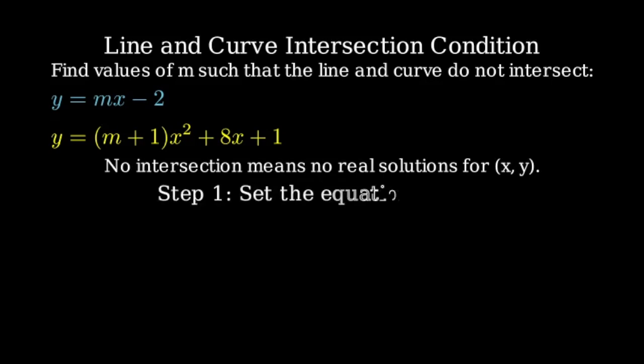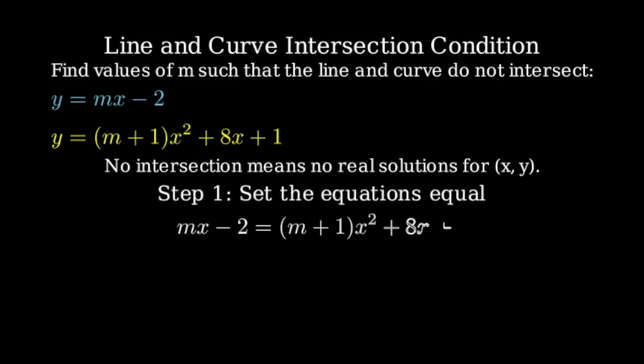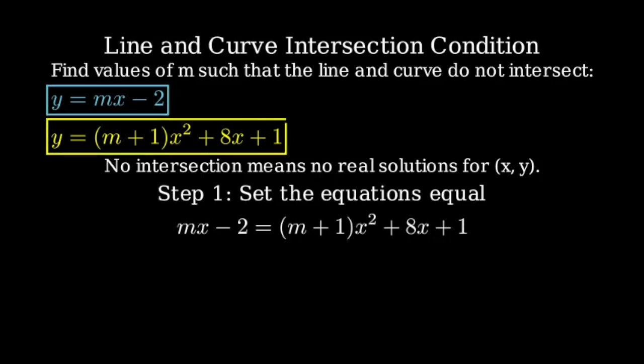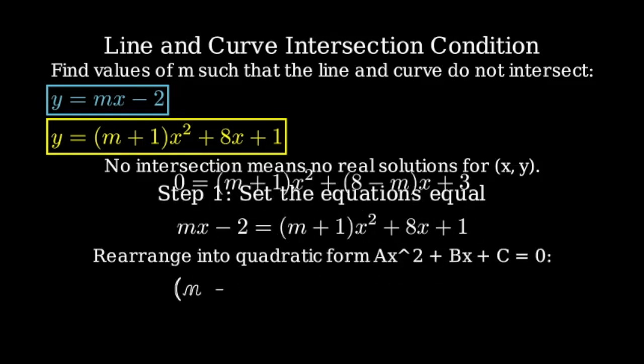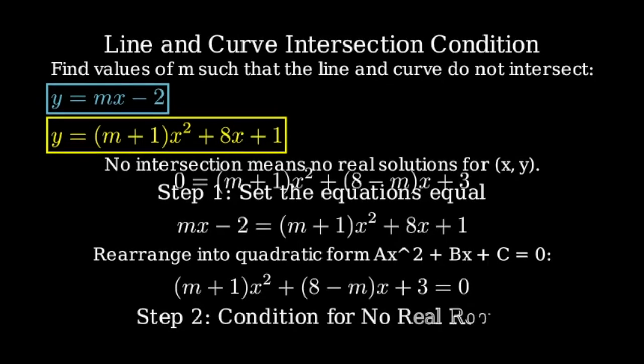To find the intersection points, we set the y values equal to each other. So, mx minus 2 equals (m plus 1) times x squared plus 8x plus 1. Now, let's rearrange this equation into the standard quadratic form ax squared plus bx plus c equals 0. We move all terms to one side, preferably the right side to keep the x squared term positive if possible. This gives us 0 equals (m plus 1) times x squared plus (8 minus m) times x plus 1 plus 2, which simplifies to plus 3. This is a quadratic equation in x.